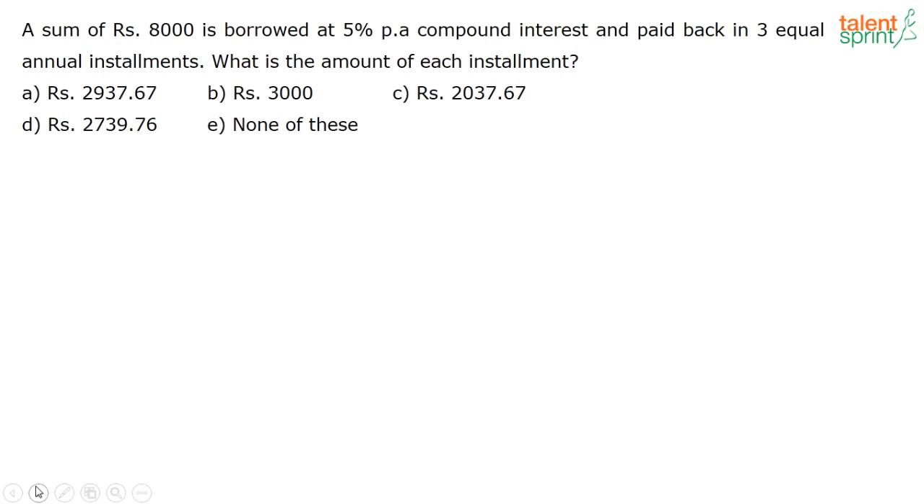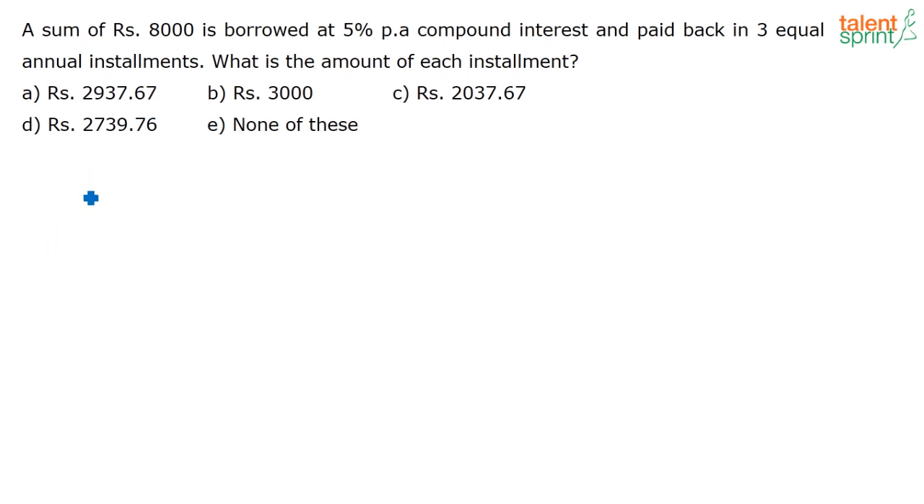So the next question is on installments. A sum of rupees 8,000 is borrowed at 5% per annum compound interest and paid back in 3 equal annual installments. What is the amount of each installment? So let me explain this question to you. Whenever questions on installments come, there are a few things that we will have to keep in mind. Now, what are they saying? There is 8,000 rupees I am borrowing from somebody at 5% per annum compound interest, and I am paying back this in 3 annual installments. What is the amount of each installment?